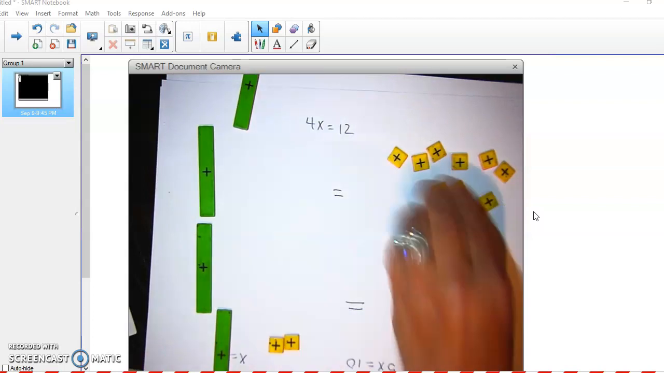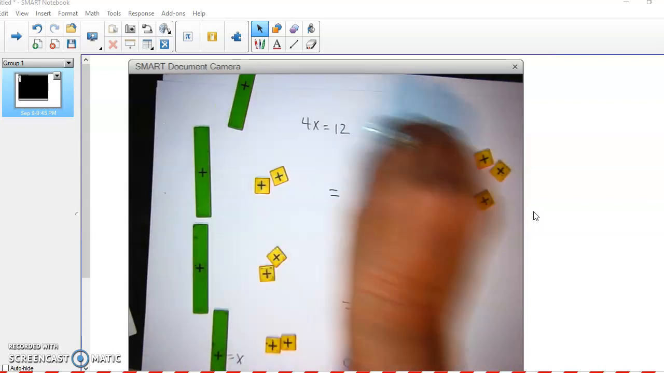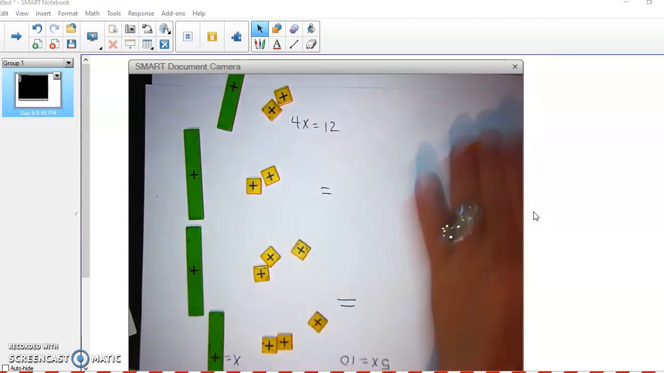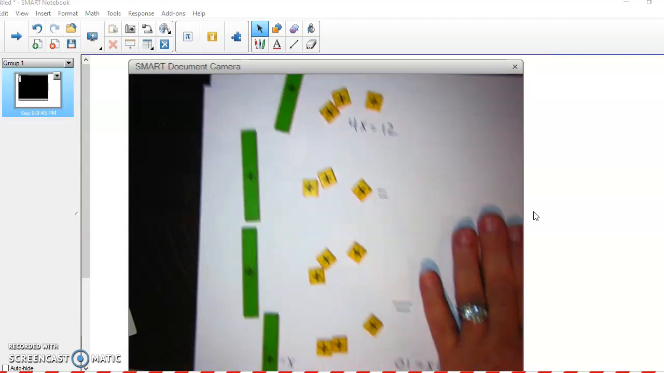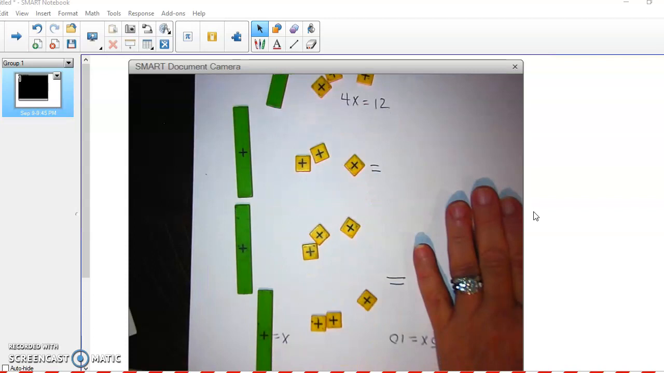Let's start with 2. Hopefully that'll work. Let's see if that equals. Okay, and then we're going to see if it equally divides. So every single x has a 3 with it, so x equals 3.